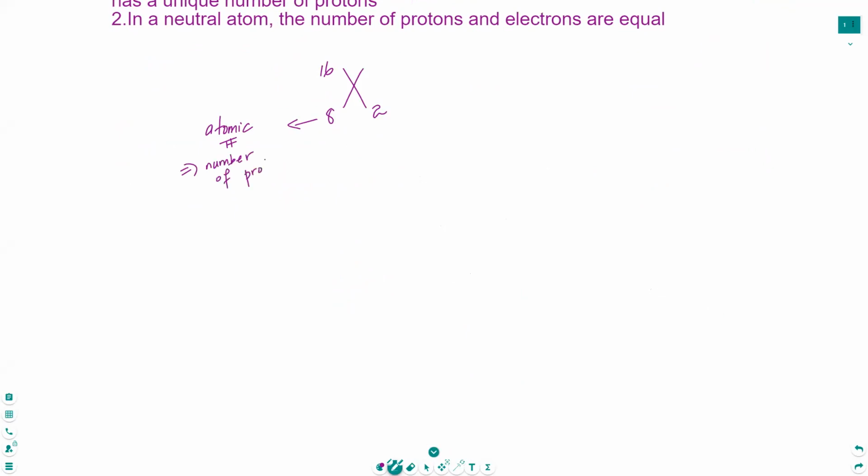Now, I don't see a number here. Normally what would come here would be the charge. So if you don't see a number there, it means the substance does not have a charge. So there is no charge present. We can assume that this atom is neutral, and that would mean that the number of protons and the number of electrons should be equal.